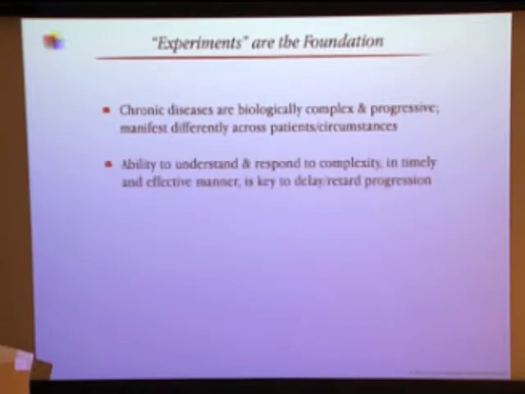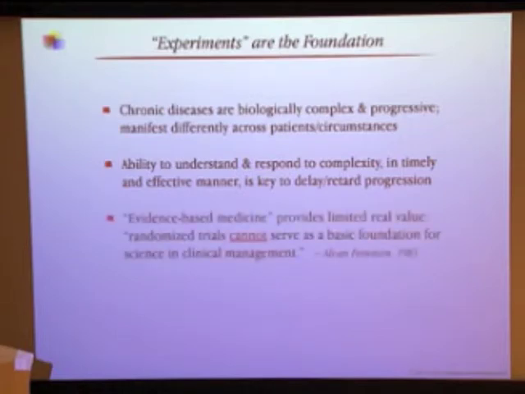Secondly, our ability to understand and to respond to complexity in a timely and effective manner is key to delaying or retarding the progression of disease. I may understand the problem 10 days later because I've got some great database that I've looked at, but by that time the patient's been hospitalized, they've been transfused, and may even have died. Timeliness and effectiveness have to go together. Very important. Again, that's something that Jonathan was showing you. This is a critical piece.